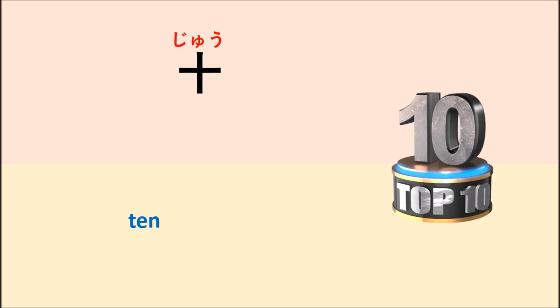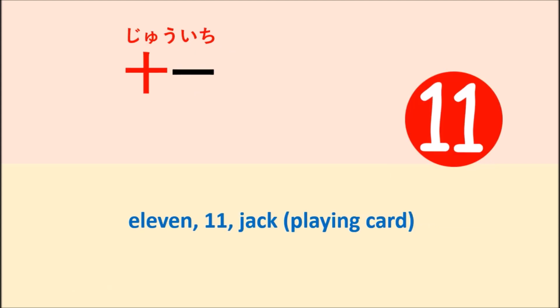Ju means 10. Ju means the number 10. Juichi means 11, or Jack in a playing card. You see that the first kanji is the kanji of Ju, and the second kanji is the kanji for 1. So when we write the kanji of Ju and the kanji of 1, this means 11.